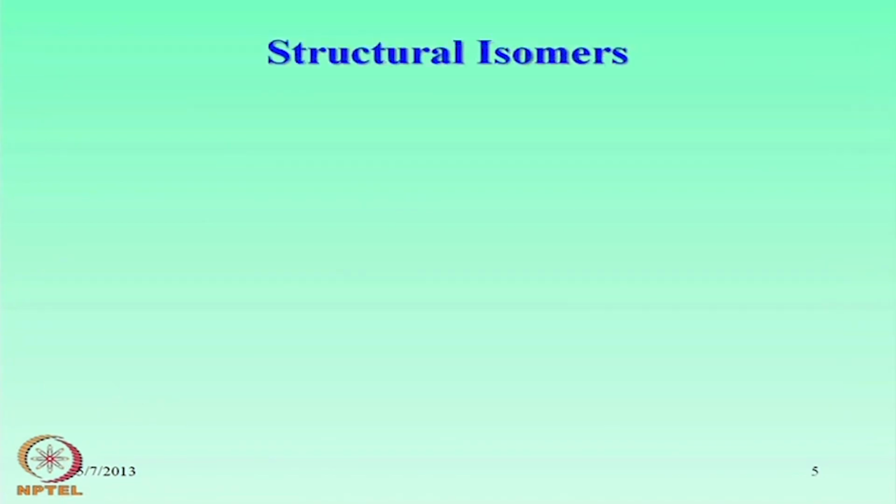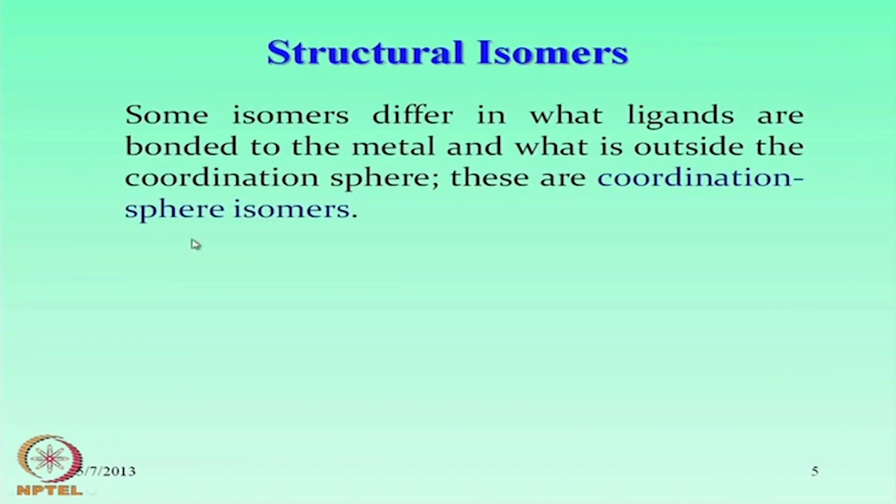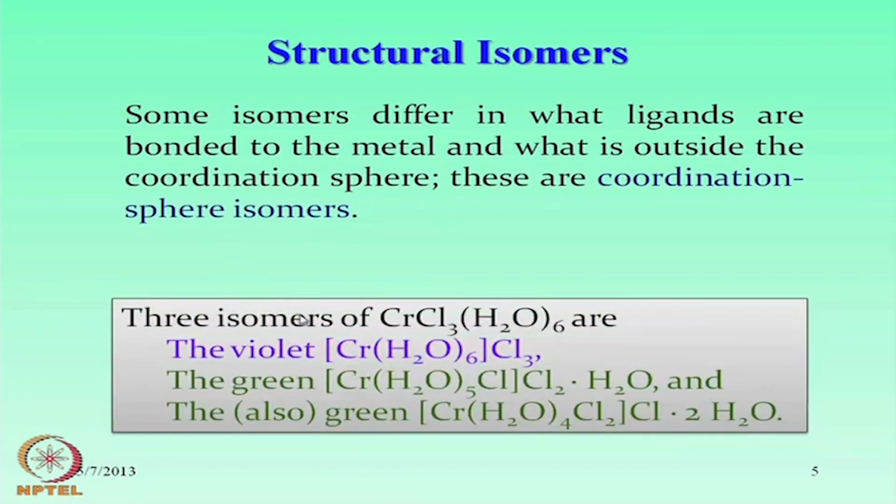Then further structural isomers, what we can see is that when we have isomers that differ in what ligands are bonded to the metal and what is outside the coordinate sphere, these are therefore coordinate sphere isomers. What we are talking about so far is how we are changing the corresponding coordinate sphere. So, if they are interchanging between the outside and the inside of the coordinate sphere and the same two groups, that means A is interchanged with B and B is interchanged with A, we get a coordinate sphere isomer from that particular arrangement.